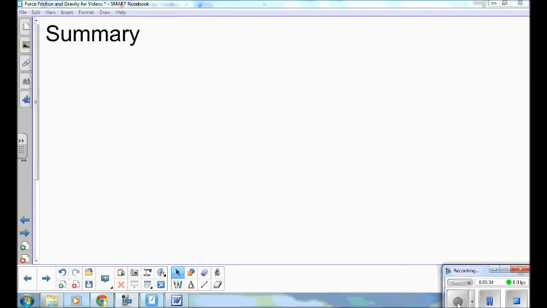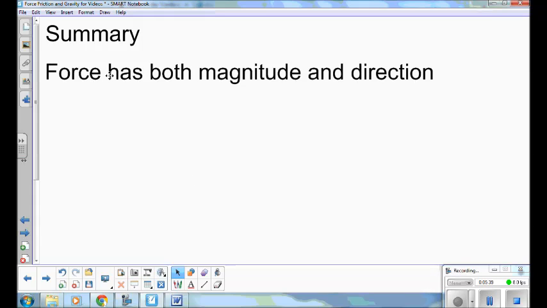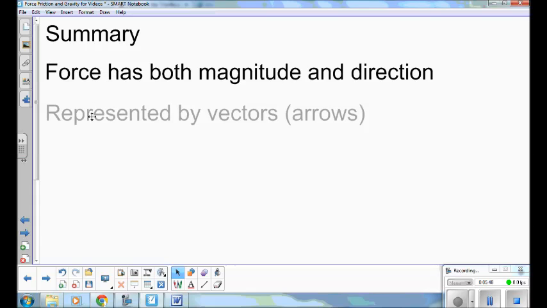Okay, so where does that leave us? That leaves us with this summary right here. First of all, force has both magnitude and direction, and we measure it in this unit called newtons. The second thing is that force can be represented by these things we call vectors. Vectors are just quite simply arrows. And remember, your arrows have a direction, which way they're pointing. And then it also has how big they are, and that's your magnitude. A bigger arrow has a greater magnitude. A smaller arrow has a smaller magnitude.